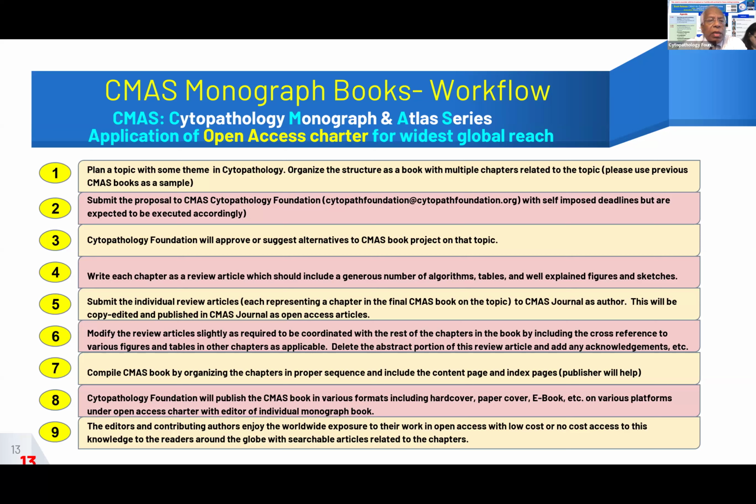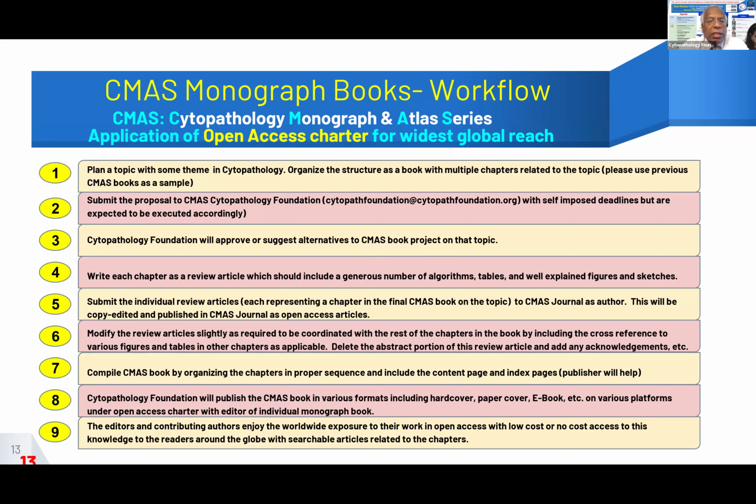And then, as we know, at point number 6, those articles are coordinated in such a way and converted into individual chapters with minor formatting. And because it is published in open access, as part of the open access charter, we can restructure or remodify or recopy depending on the situation and publish it as an additional publication, which should also be open access. That is again a part of 7. Once it becomes a CMAS book, it will be included with the content page and other pages, including the index page, which the publisher helps with.